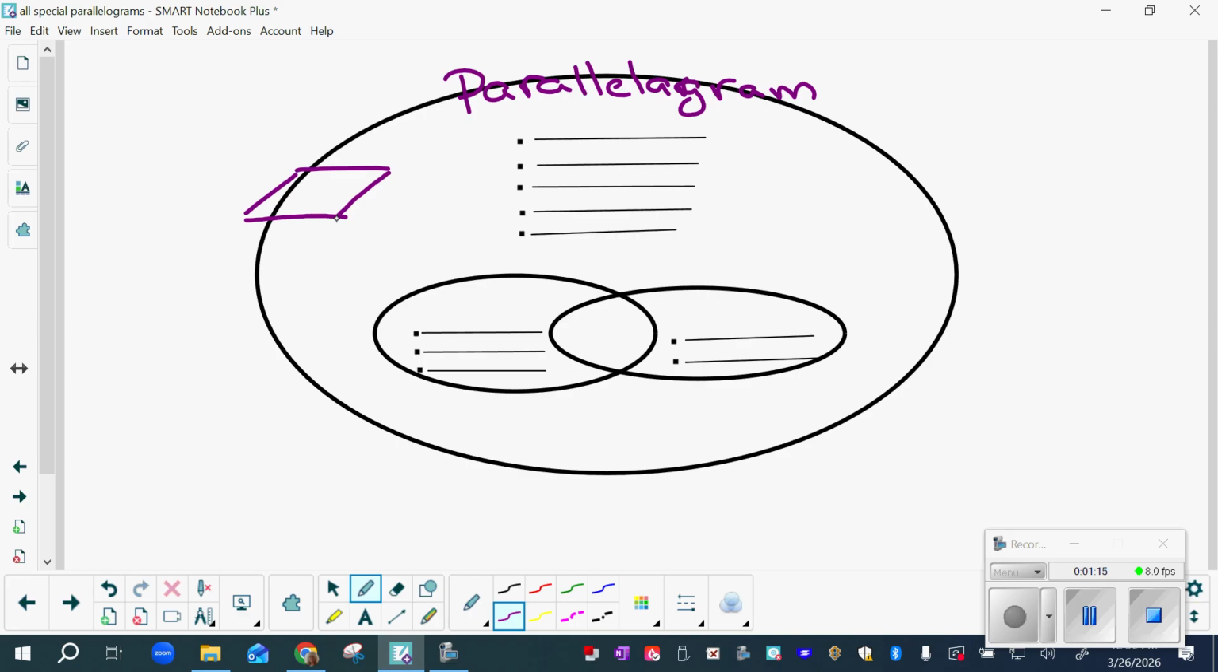The first thing we're going to write on those little tiny lines, sorry about that, it's so small, is the 5 things that make something a parallelogram. I'm going to give you the first one, and then I want you with your table mates to come up with the other 4 for like the millionth time. Here's the first one: opposite sides are parallel.